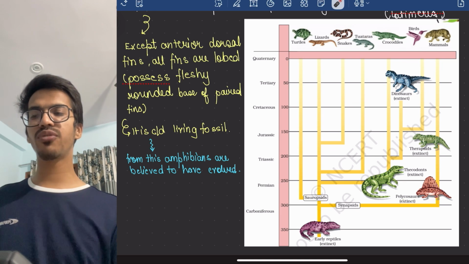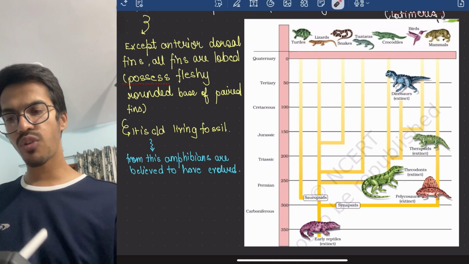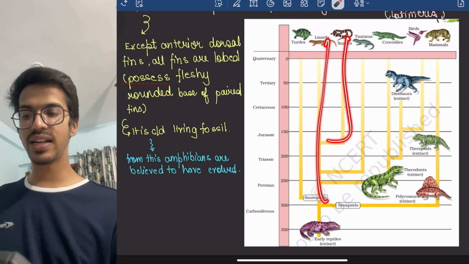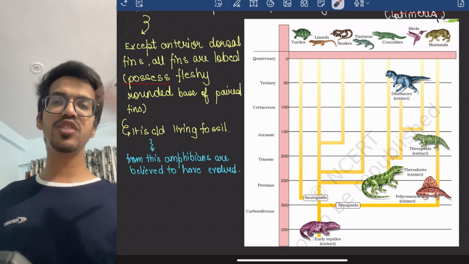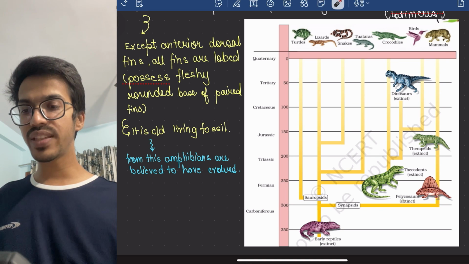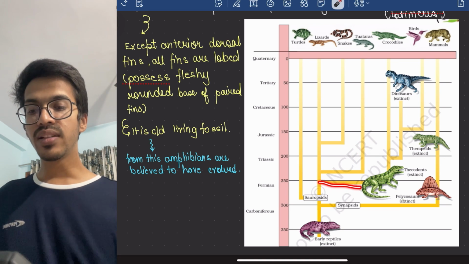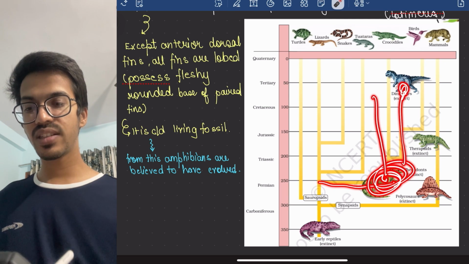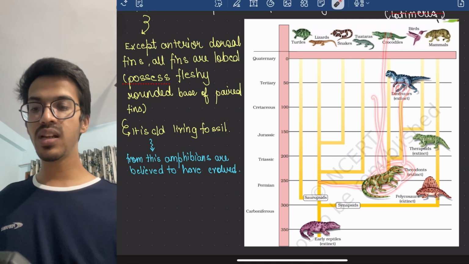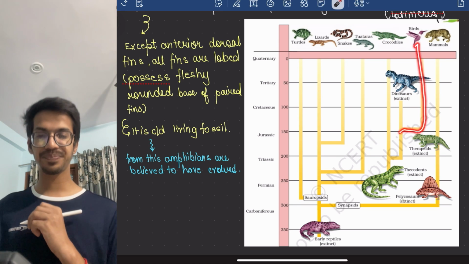So what does this Sauropsida form? Your turtle. They form lizards. They form snakes. And lizards and snakes form during which time? During the time of the Jurassic. They form tuataras. They form the thecodonts. Okay, later they form dinosaurs, which became extinct. They form crocodiles, which are still available, and they even form the birds.